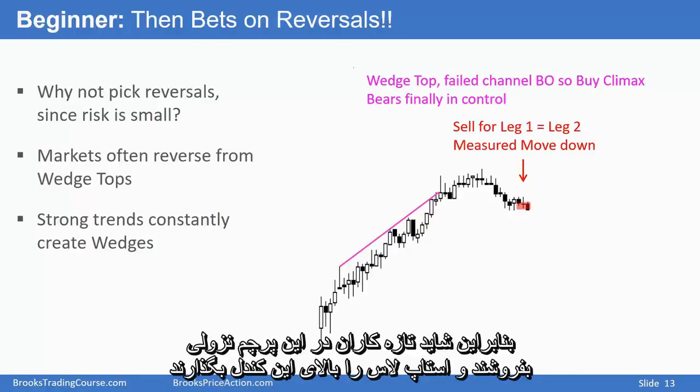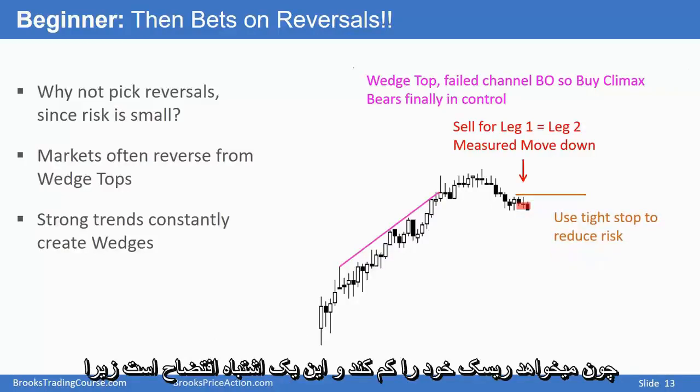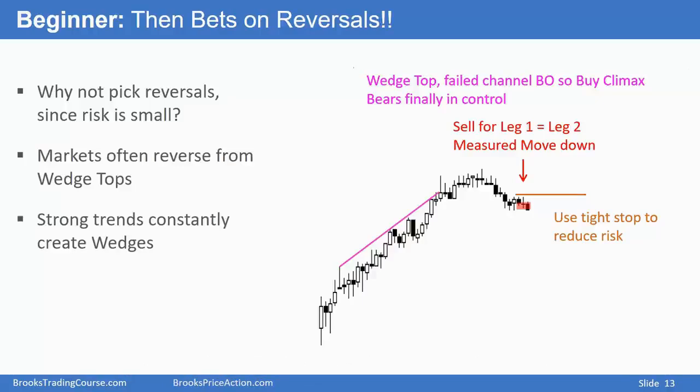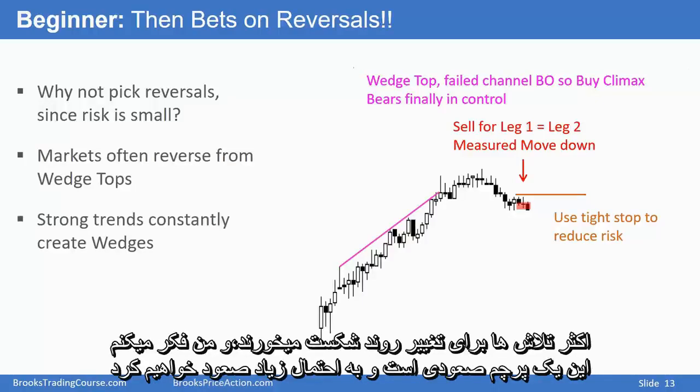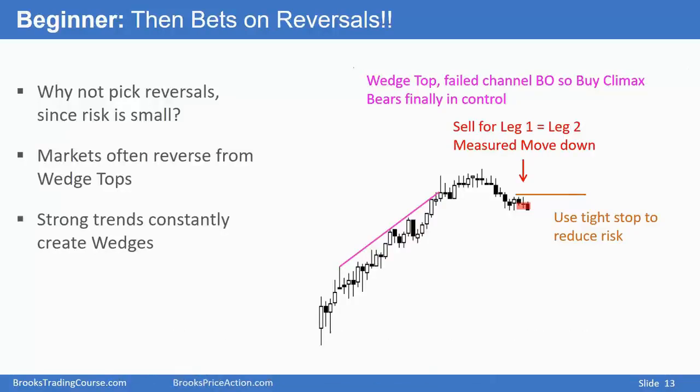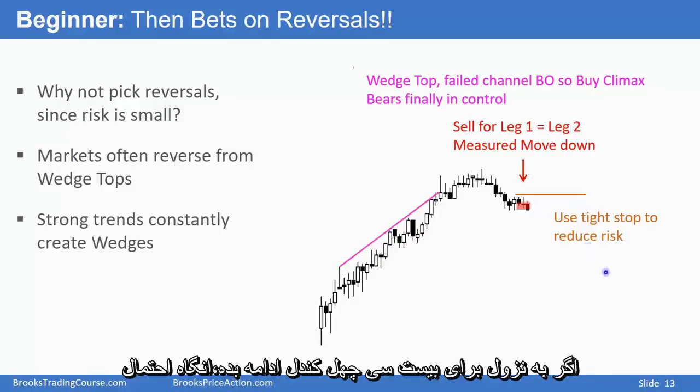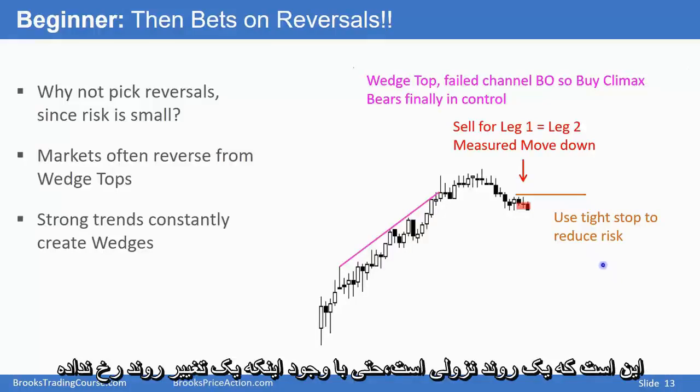So maybe the beginner will sell this bear flag and put a stop just above the high of that bar because he wants to reduce his risk. And that's just a terrible mistake because most reversal attempts fail, and this, I think, is a bull flag and more likely to go up. If it keeps going down for 20, 30, or 40 bars, then the probability is that we're in a bear trend, even though we did not have a major trend reversal.